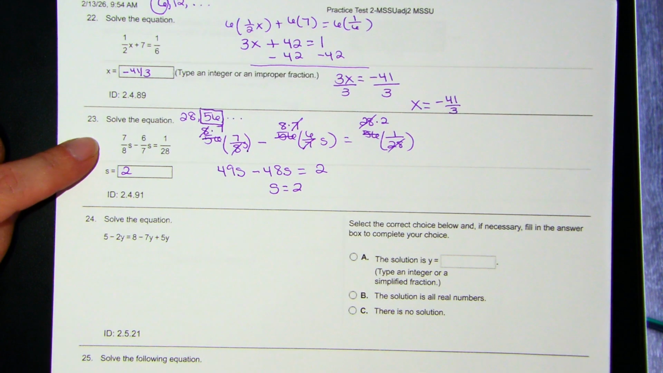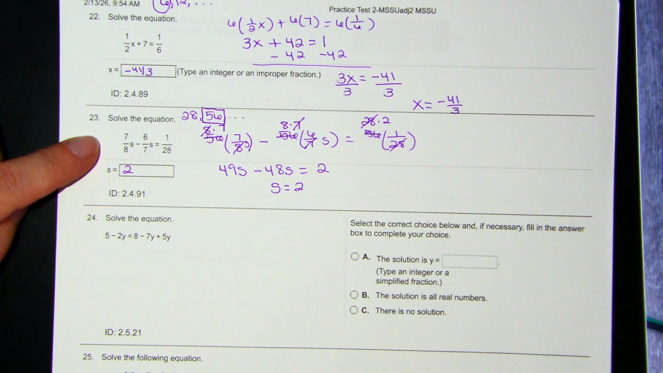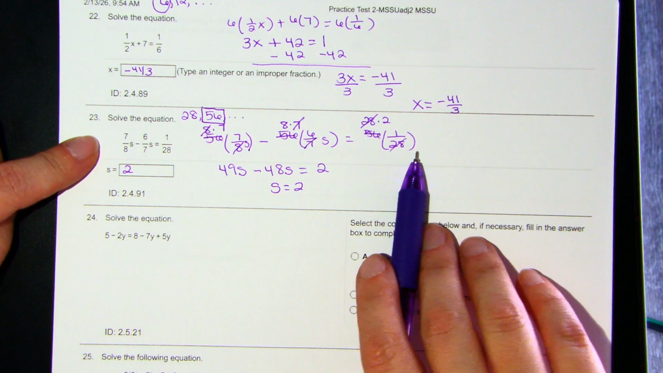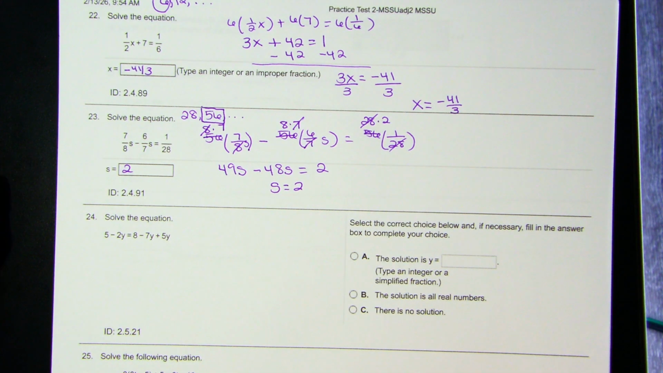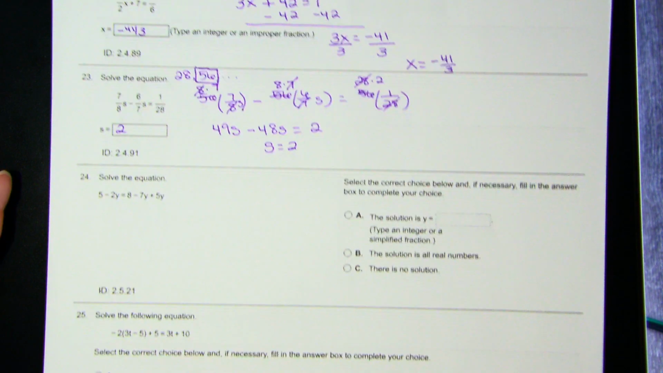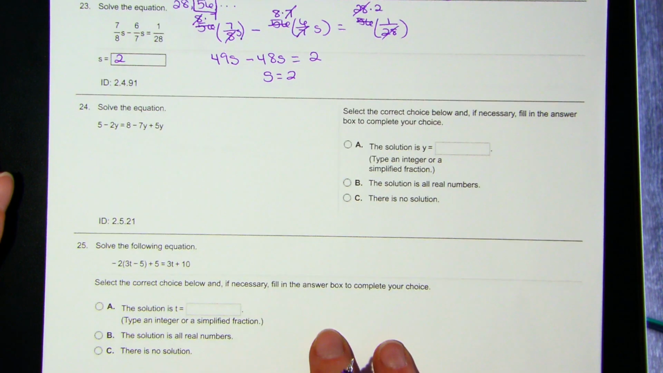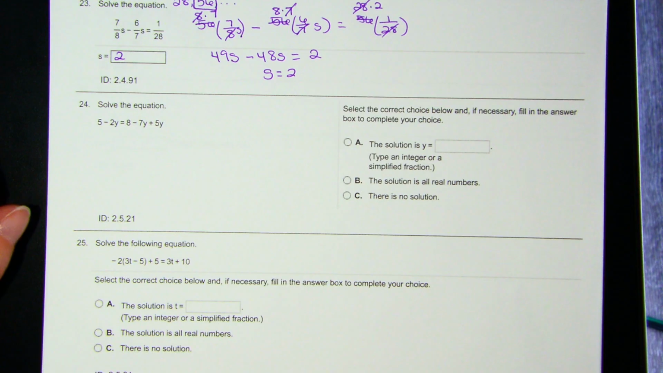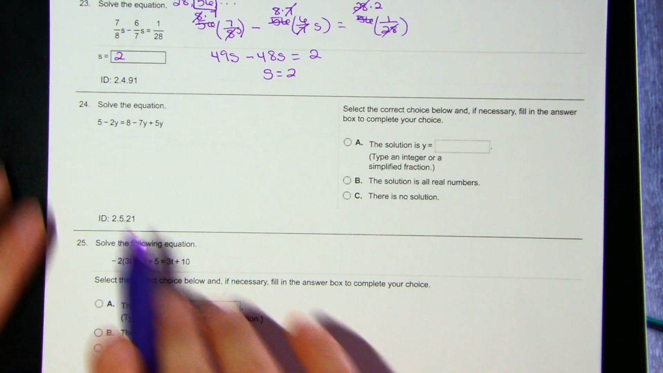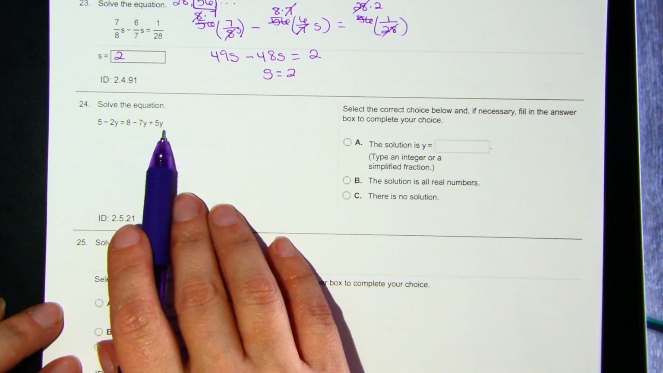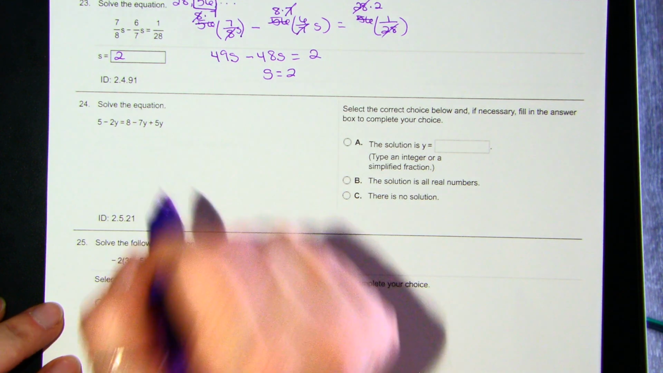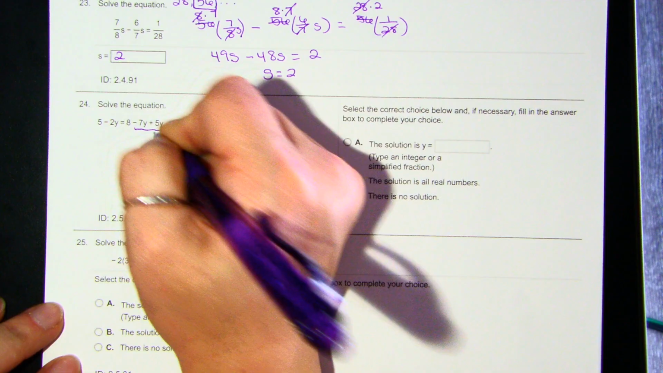All right, let's look at number 24. 24 says solve the equation. So if I look on the left-hand side, nothing for me to do. They're not like terms. If I look at the right-hand side, I do have some like terms, a negative 7y plus 5y. I can combine those. So I'd have 5 minus 2y equals 8, and then I have negative 7y plus 5y, giving me a negative 2y.